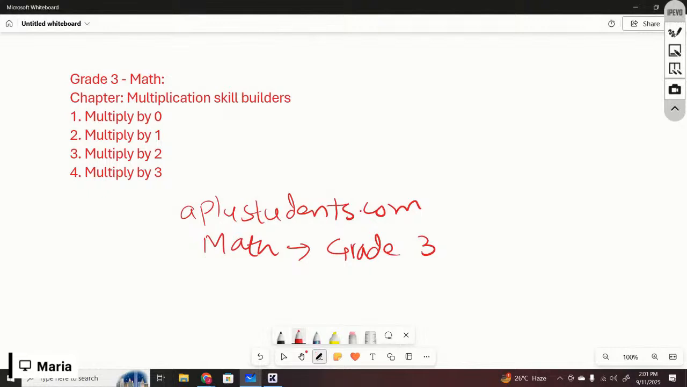We're going to start with the chapter multiplication skill builders. The lessons we're going to go through today are multiply by 0, multiply by 1, multiply by 2, and multiply by 3. So please make sure you have your notebook and pencil so that you can note down the important examples and definitions as well.